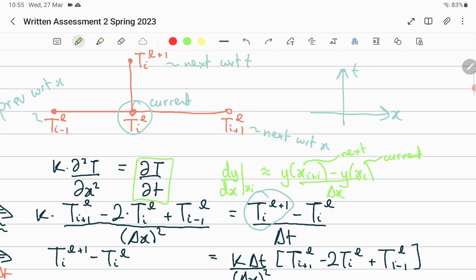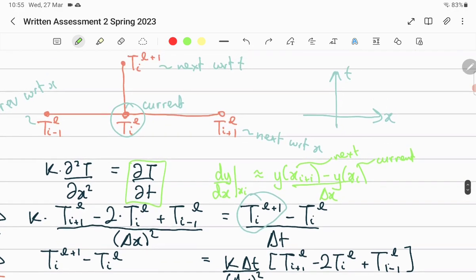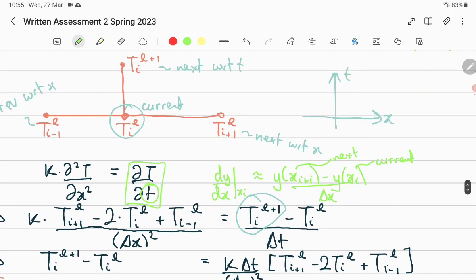Minus twice the current plus the previous with respect to x, and this is the previous with respect to x. So that goes there. And notice it's a partial derivative, so it means time doesn't change. They're all at the same time, because in a partial derivative all the other variables are constant, in particular time. Right, and the other one then, the next, but it's with respect to time.